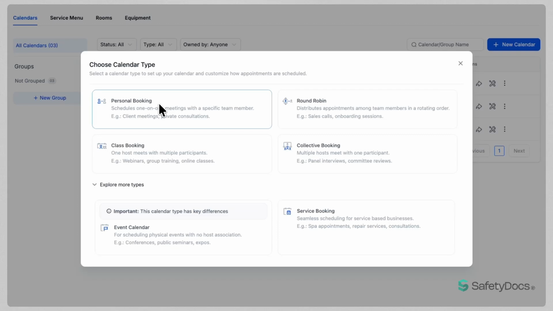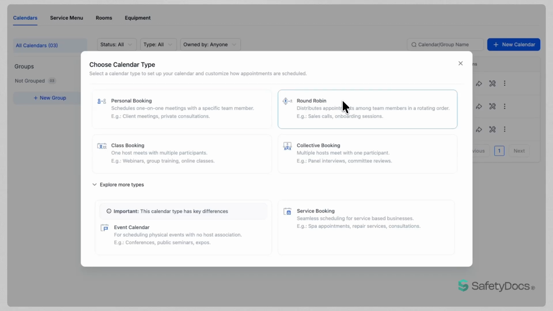Let's take, for example, personal booking. These would be used for one person, one guest. You use this when a specific individual is meeting with someone. Examples: one-on-one sales calls, private consultations, or coaching sessions. Use the personal booking.